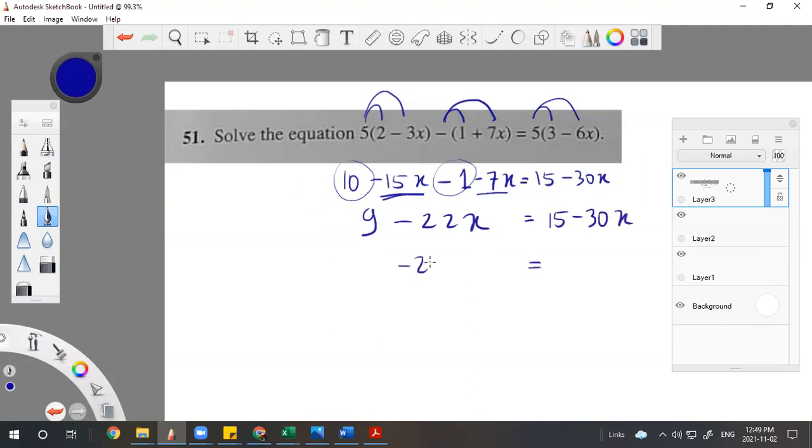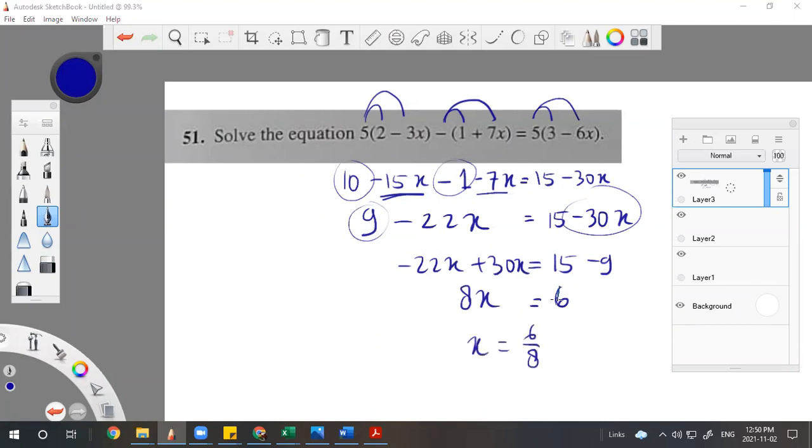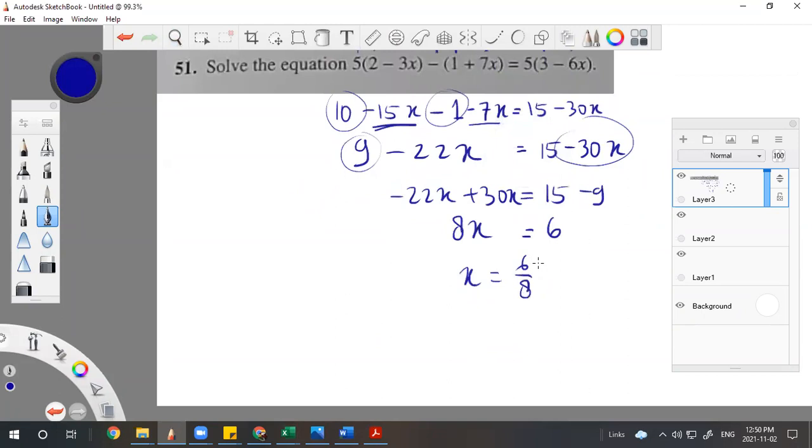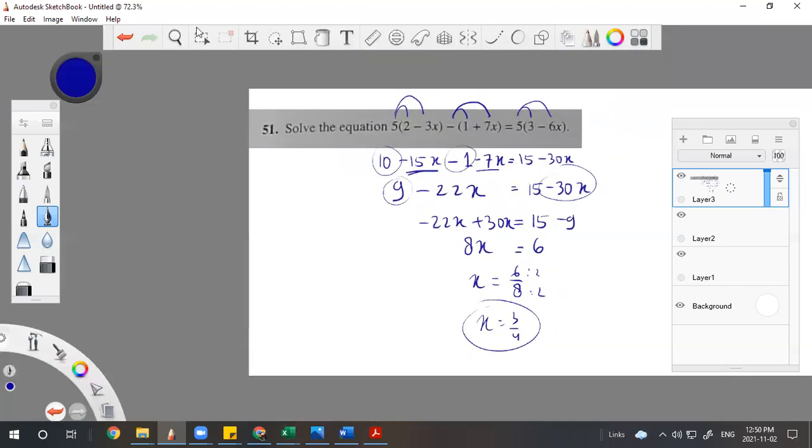And then negative 22x, ini pindahin ya, plus 30x, right? And then 15 stays, 9 pindahin, negative 9, minus 9. So ini 8x, right? Equals to 6. 6/8, ya. 8-nya dibagi. And then divide by 2, 3/4. That's done. Oke.